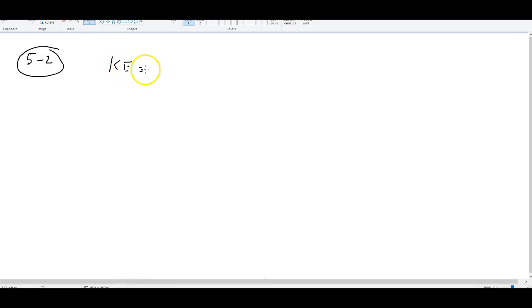The kinetic energy is 1/2 mv². Piece of cake to figure out what rotational kinetic energy is. I'm going to write KE rot, and that's going to be 1/2.